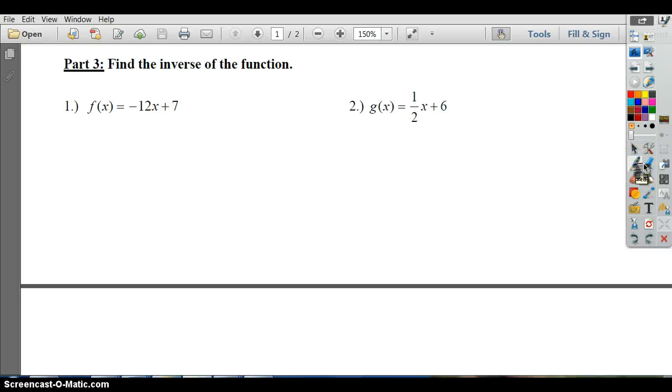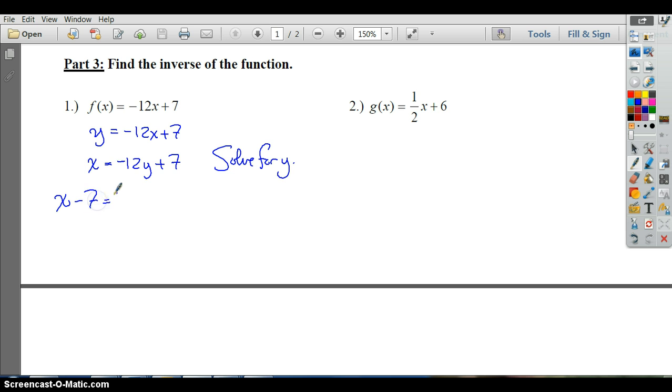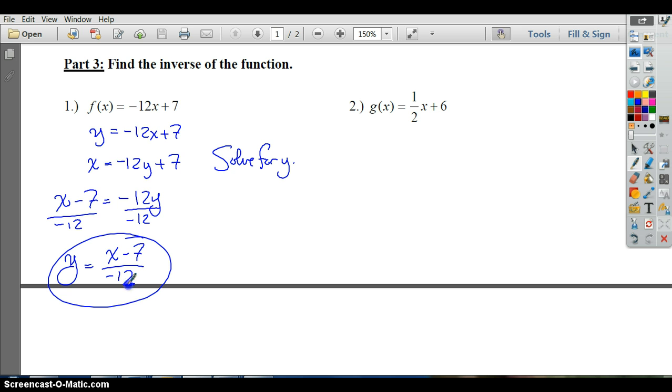Find the inverse function for part 3. Probably the easiest way to do this is to take the x and the y values, switch your x and y, and now we're going to solve for y. So if I do this, I'm going to subtract 7 over. I get x minus 7 equals negative 12y. And then I'm going to divide by negative 12. So my y is going to equal x minus 7 all over negative 12. There's my inverse function.